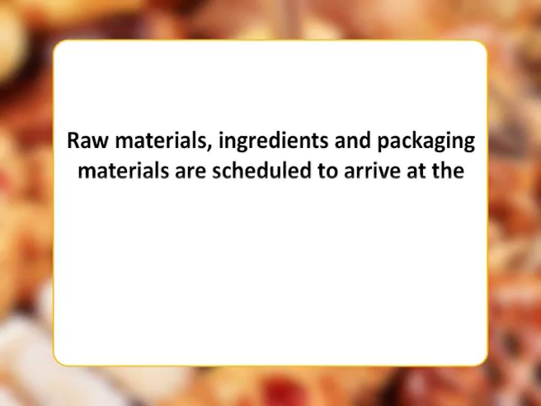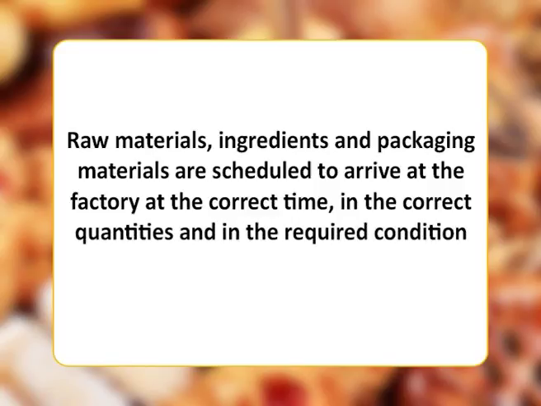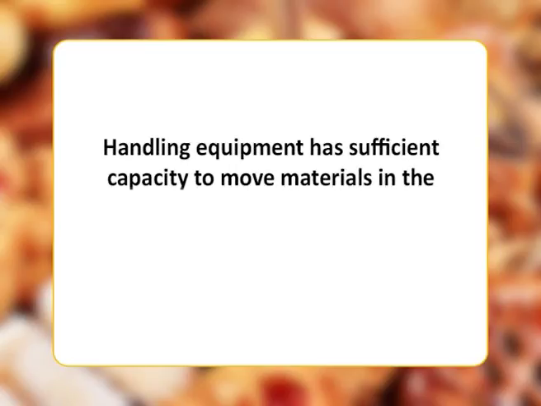In summary, correct production planning should ensure that raw materials, ingredients and packaging materials are scheduled to arrive at the factory at the correct time, in the correct quantities and in the correct condition. Storage facilities are sufficient for the anticipated stocks of materials and are suitable to maintain the quality of material for the required time. Handling equipment has sufficient capacity to move materials in the required amounts. Staff levels are adequate to handle the required amounts of materials. Processing and packaging equipment is selected to provide the required production throughput.